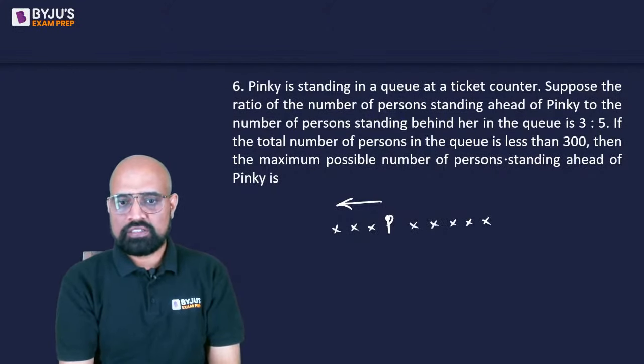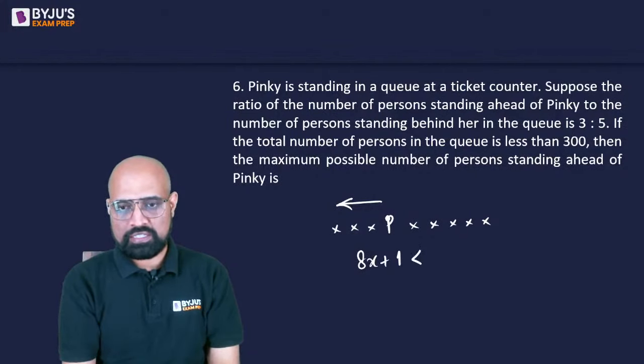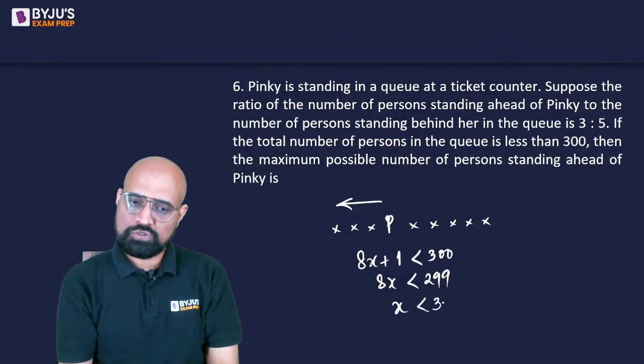Total number of people in the queue is less than 300. So how many people do we have? We have 8x plus 1 (Pinky). This is less than 300, or 8x is less than 299, or x should be less than 299 upon 8, which will give us 37 point something.